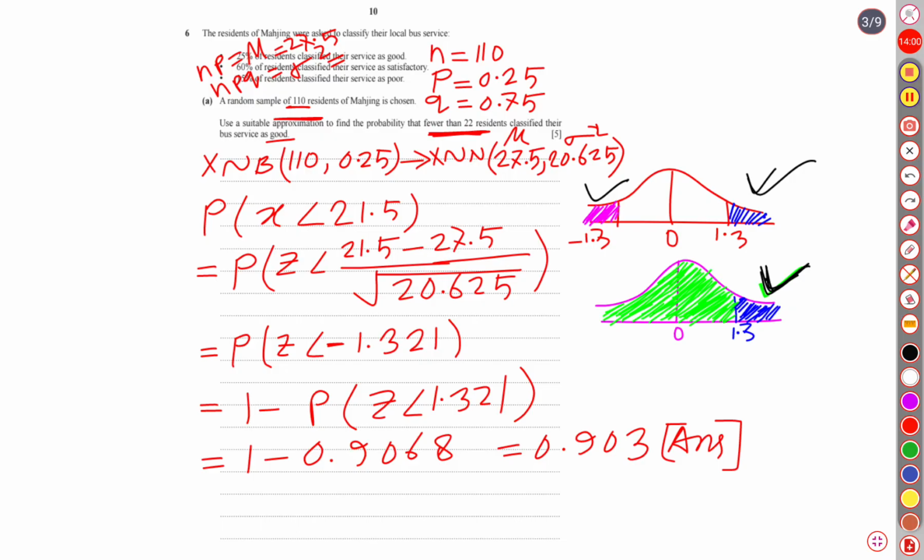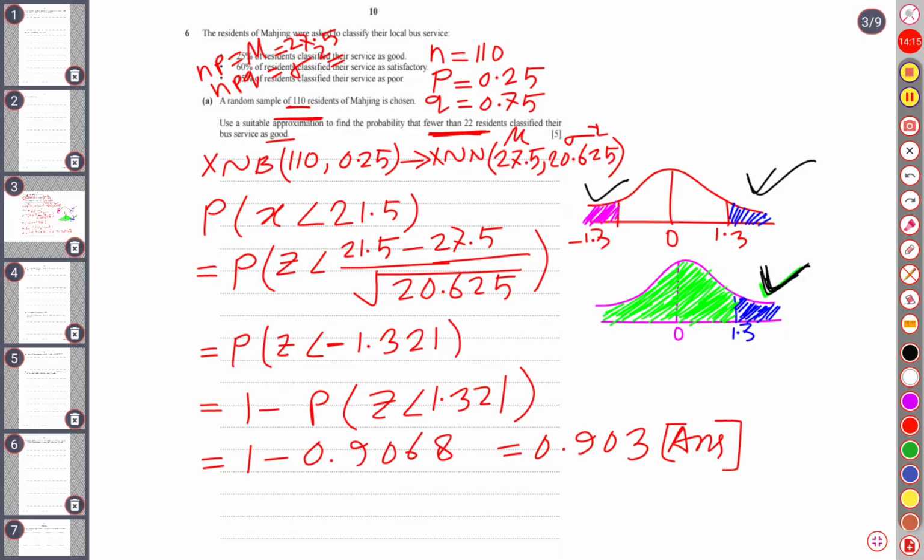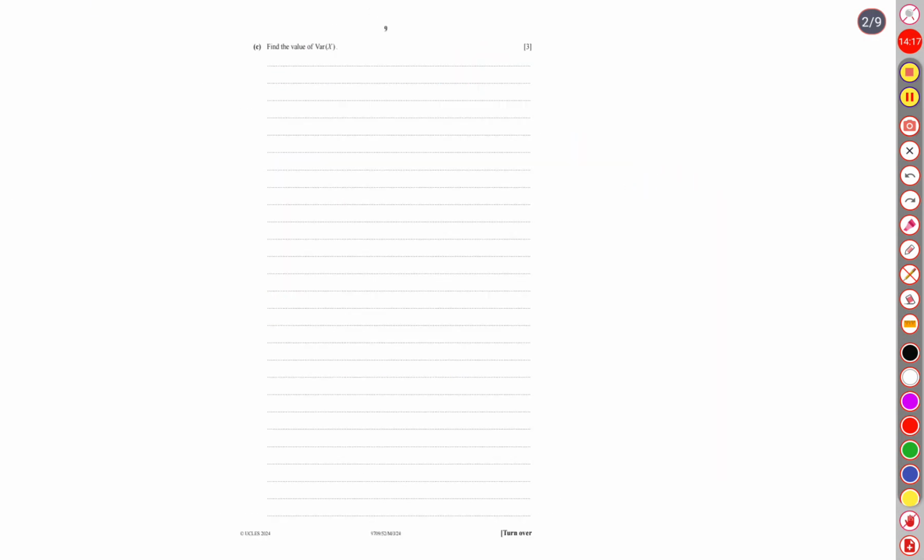Now let me show how to find the corresponding probability for this z-score. Don't forget that our z-score is 1.321. Well, let's write this. Let me get the page.